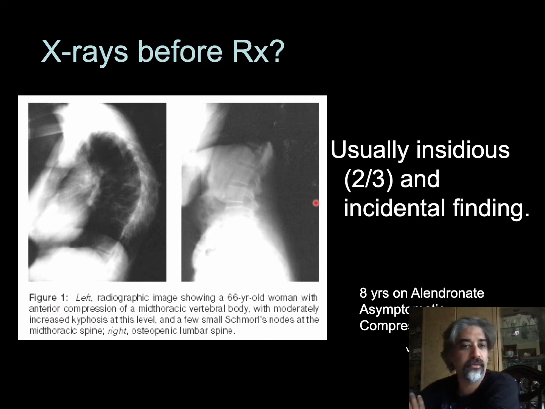So should we do X-rays before treatment? I would say yes. Usually, as we said, it is insidious, 2/3 go undiagnosed and are found as an incidental finding. This image is from a case study that was published of a 66-year-old woman with osteoporosis and thoracic kyphosis who'd been receiving alendronate for 8 years. And her chief complaint was stooped posture that was getting worse.